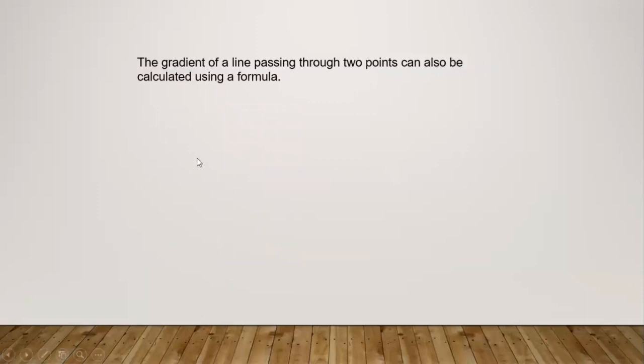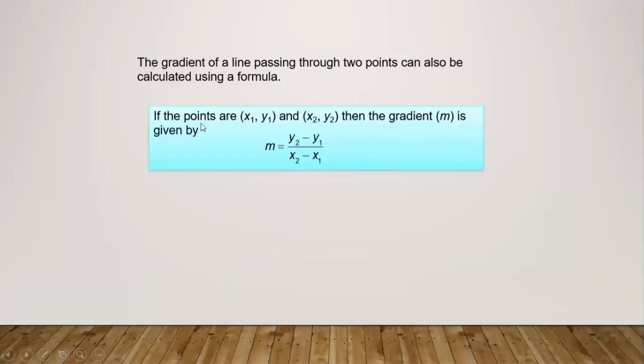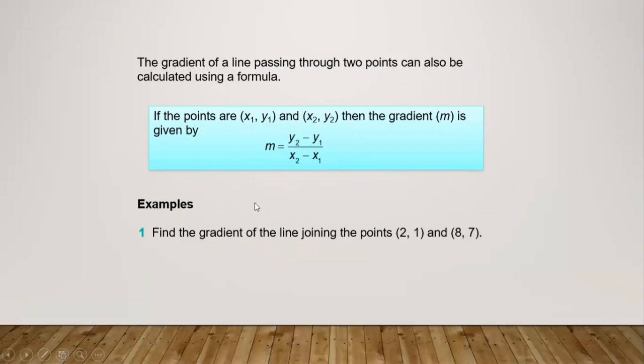Now the gradient of a line passing through two points can also be calculated using a formula, and this becomes easy, children. Once you know the formula, it becomes easy. If there are two points (x1, y1) and (x2, y2), then the gradient, which we always denote as m, is given by m = (y2 - y1) / (x2 - x1). We will solve some sums where the points are given and we find the slope.